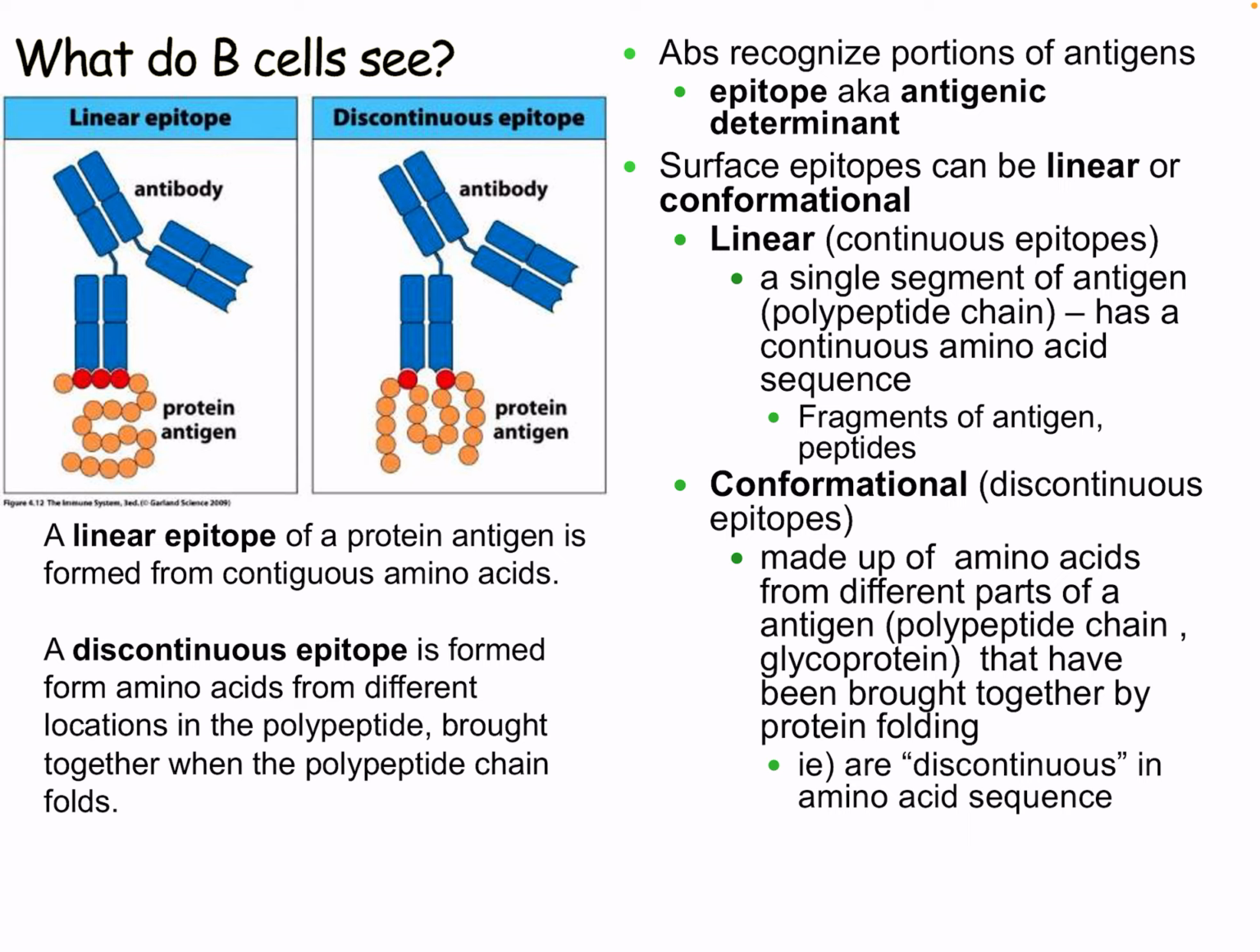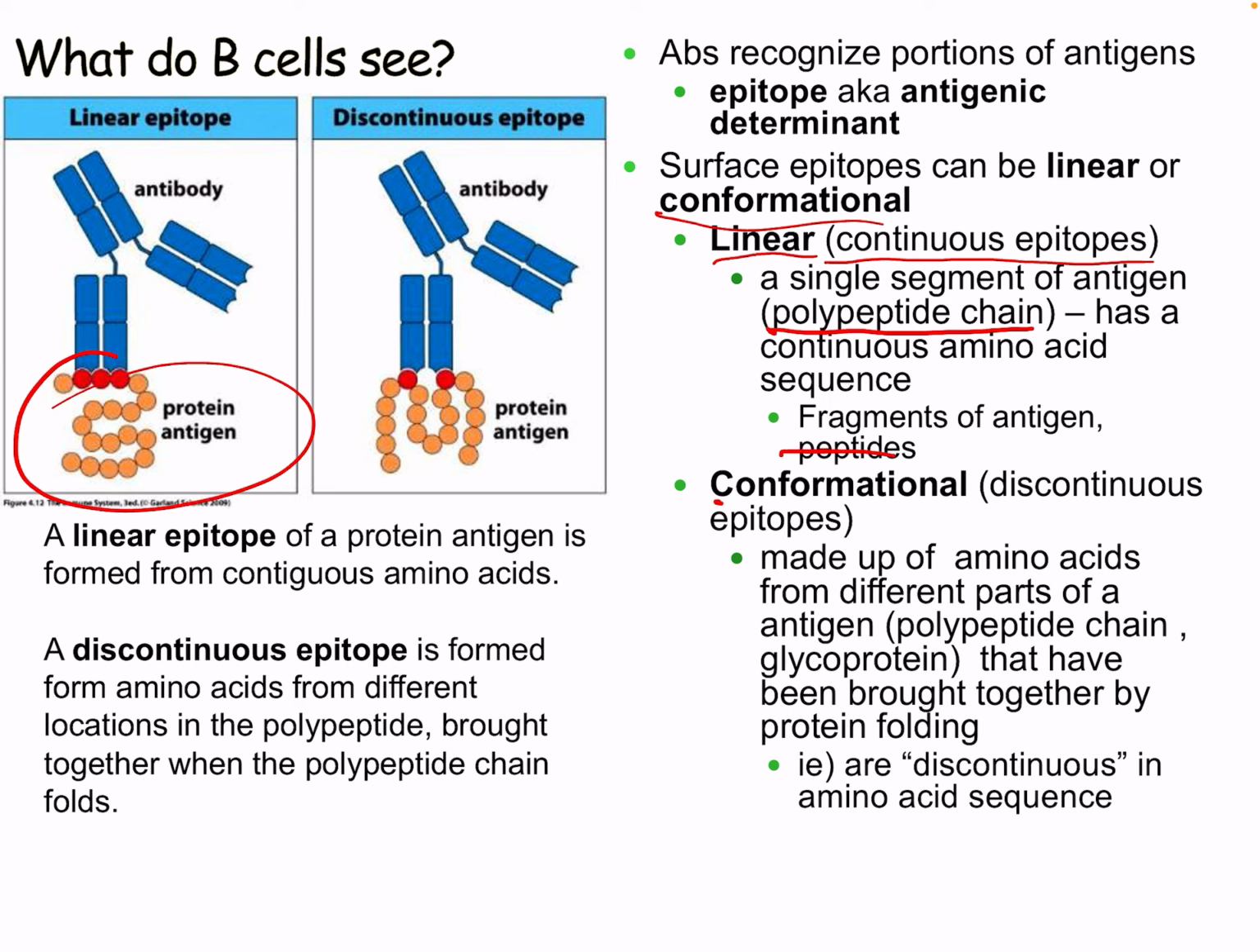So antibodies recognize portions of antigens, the epitope, aka antigenic determinant. These surface epitopes can be linear or conformational. So linear epitopes are continuous epitopes. A single segment of an antigen or polypeptide chain has a continuous amino acid sequence, so we can see that here. These fragments of antigen are peptides.